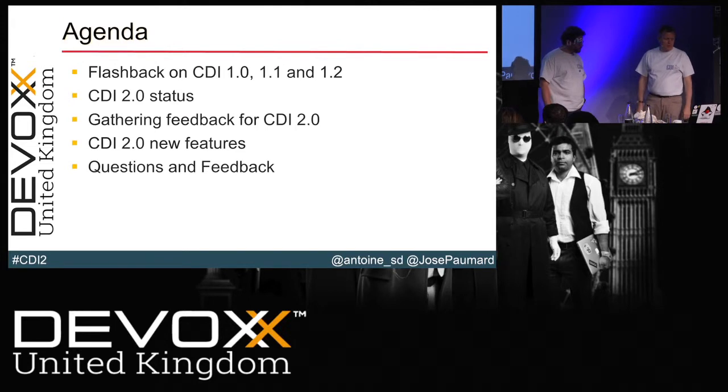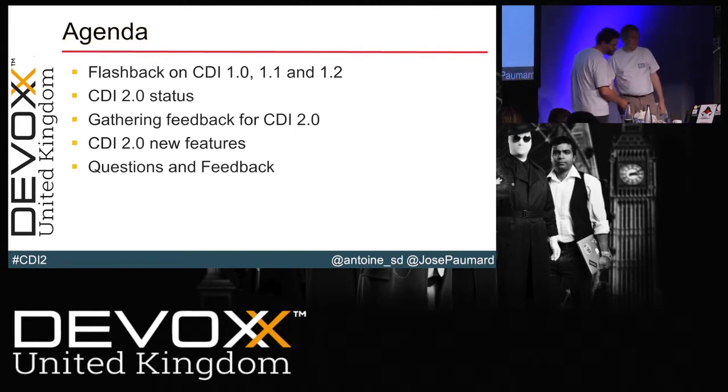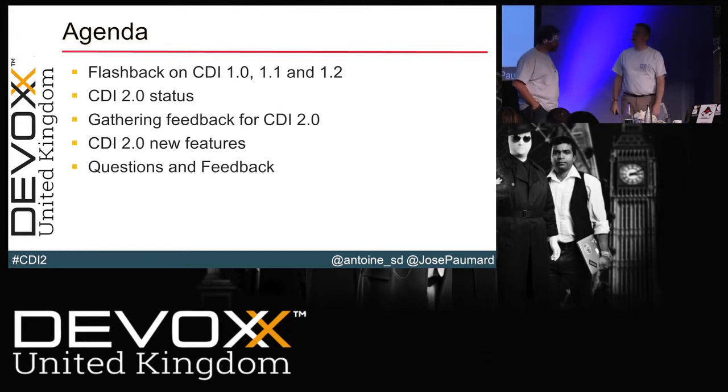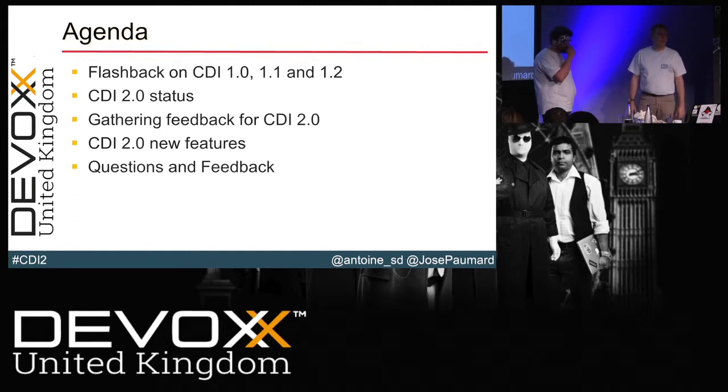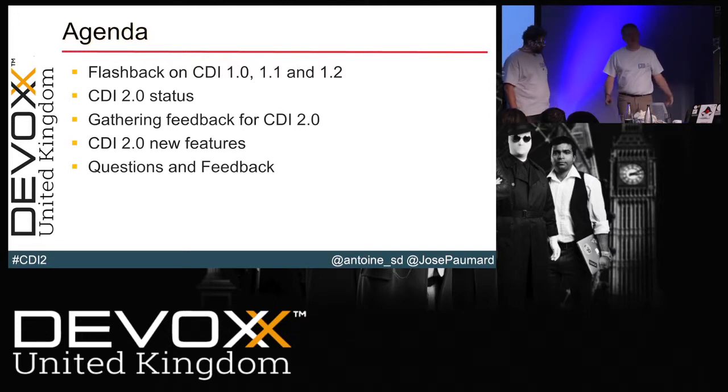Okay, let's go quickly through the agenda of this talk. So first, we'll give a little flashback, a little historical perspective on what CDI is, where it comes from, basically, and what the main aspects of CDI currently are. The idea of this talk is to give you an update of the status of the upcoming 2.0 version of CDI. We are still gathering feedback. The specification is still under work. So any kind of feedback, comment, question, etc., is more than welcome. So if you have use cases, ideas, remarks, comments, whatever, insults, well, why not? Just bring them on the table, and of course, questions and feedback.